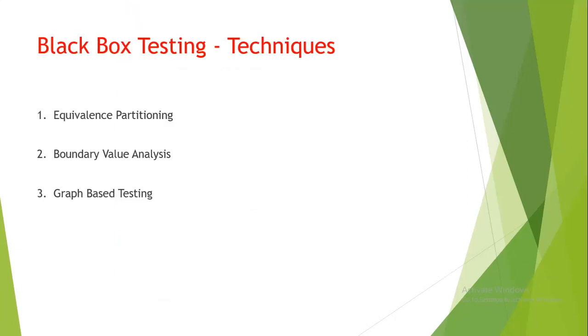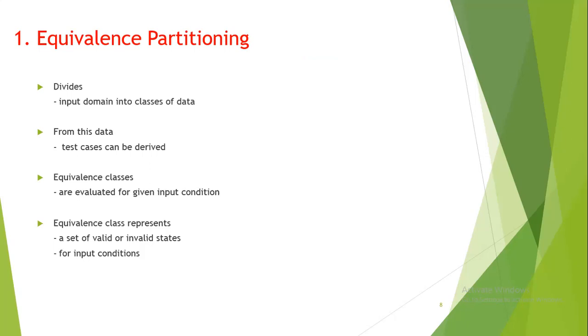Here are the black box testing techniques: equivalence partitioning, boundary value analysis, graph-based testing, and orthogonal array testing. In equivalence partitioning, the input domain is divided into classes of data from which test cases can be derived. Equivalence classes are evaluated for given input conditions. An equivalence class represents a set of valid or invalid states for input conditions.